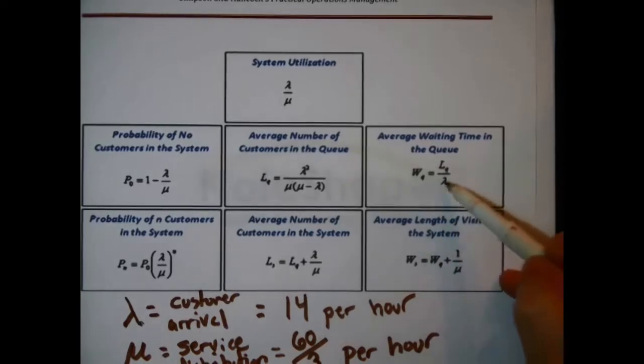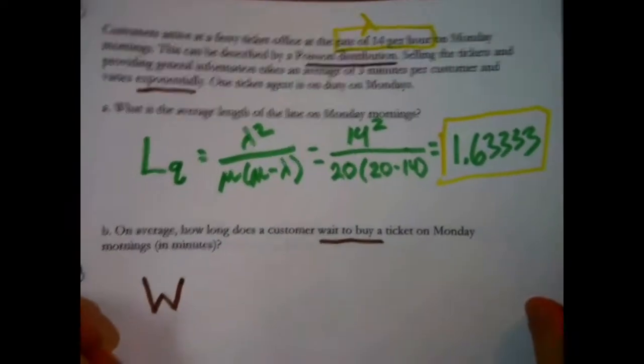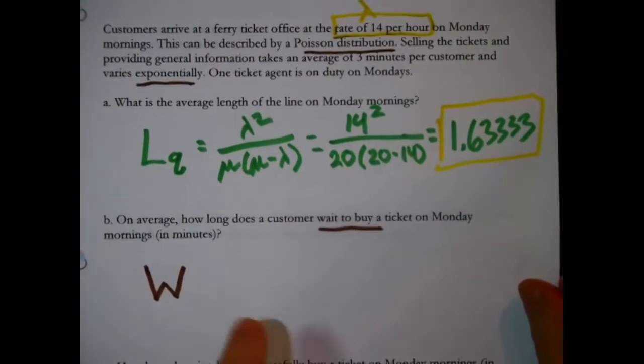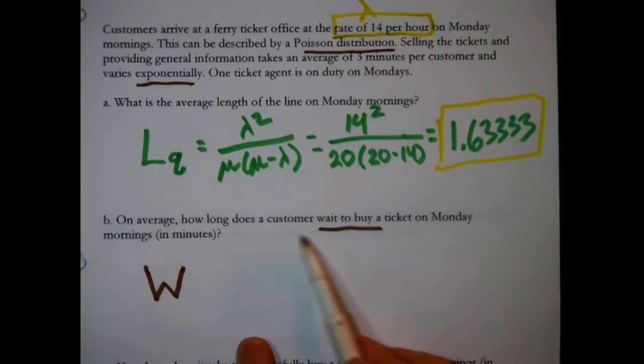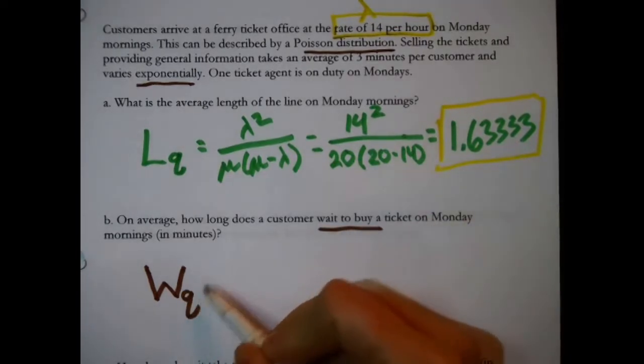This one is just how long you wait to buy a ticket. This is the total amount of time that it takes to obtain a ticket, so it includes waiting and being served. This can be a key to success with these types of questions: which one exactly did this question ask for? How long does a customer wait to buy? So it doesn't include buying the ticket, so it is WQ.